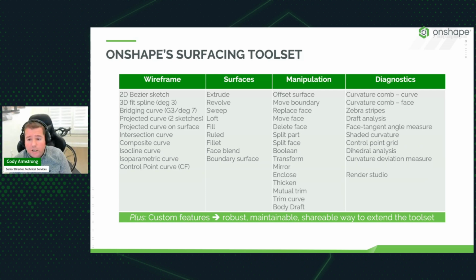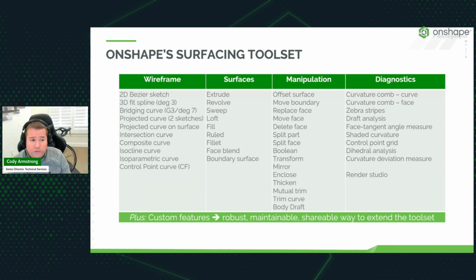The wireframe, we'll get into this in just a moment, is a good surface model is built around a good wireframe. And those tools are things like the 2D Bezier sketch, 3D fit spline, bridging curve, projected curves, a whole bunch of curve features, because you'll find, and I'll say this probably multiple times throughout today's presentation, curves are the important core, the foundation for good surface modeling. And so if you can build a good foundation, you're much more likely to have a successful surface model as a result.